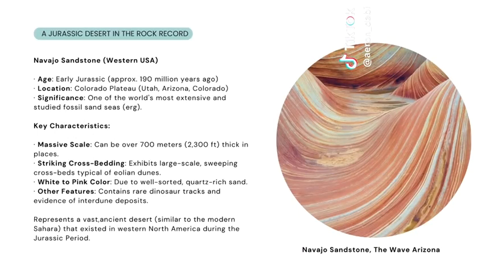A famous example of preserved ancient dunes is the Navajo Sandstone found in the western United States, particularly across Utah, Arizona, and Colorado. It formed during the early Jurassic period about 190 million years ago and represents one of the largest sand seas in the Earth's history. The Navajo Sandstone is massive, reaching over 700 meters thick in places, and is known for its sweeping crossbeds that show the scale of ancient dunes.